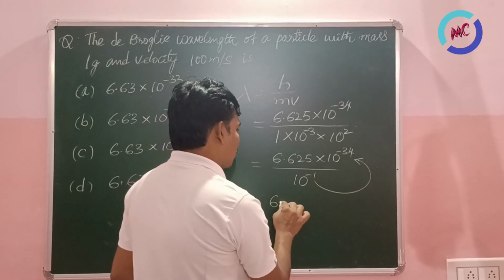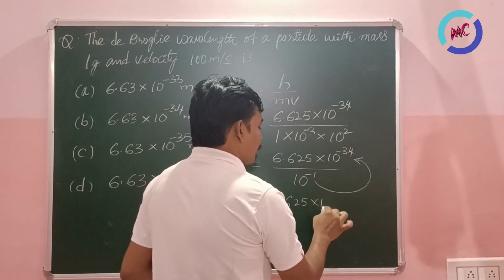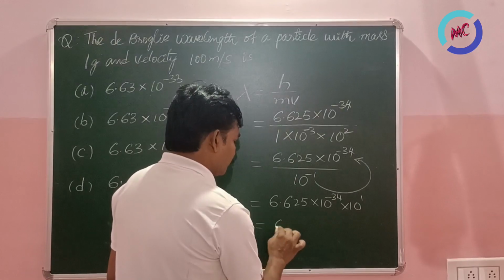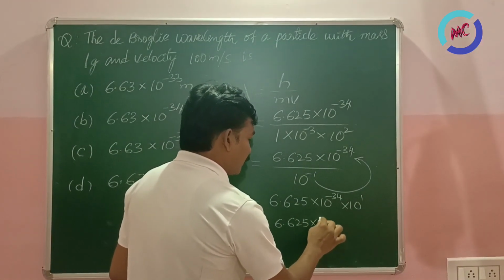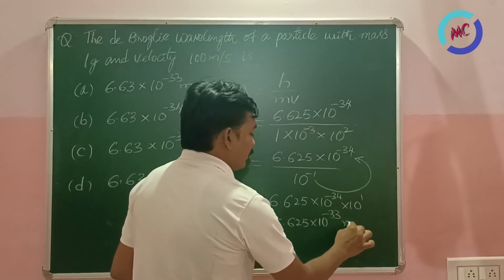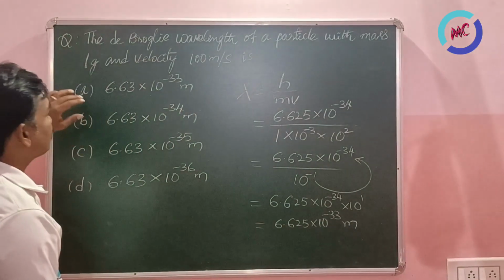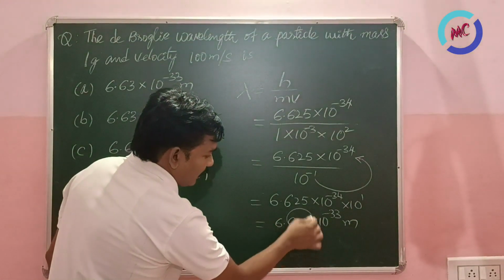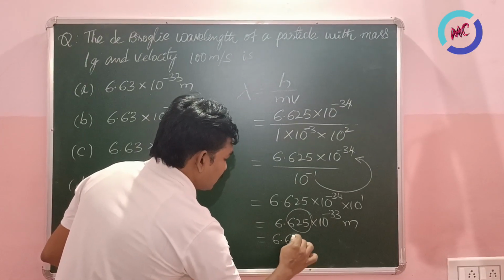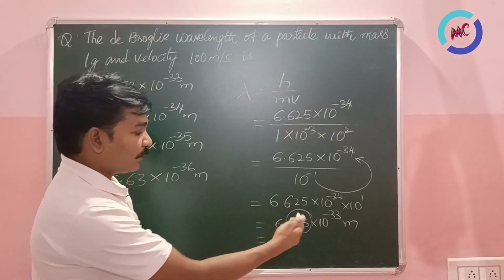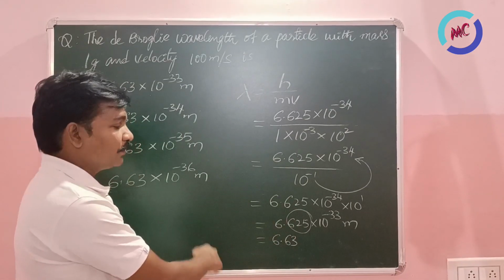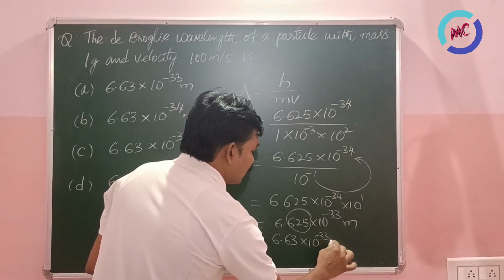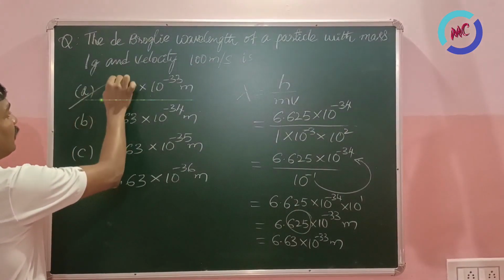I will write it here to show the steps clearly. 6.625 into 10 to the power of minus 34 into 10 to the power of 1. Then it is equal to 6.625 into 10 to the power of minus 33 meters. Let us check the options. Here 6.63, they took this part as 6.63 because after 2 there is a 5. If it is 5 or more than 5, we can round it to the next number. That's why it is 6.63 into 10 to the power of minus 33 meters. Then the first option is the correct one.